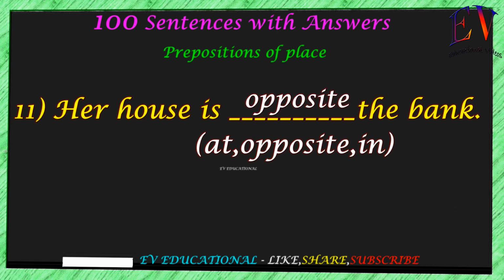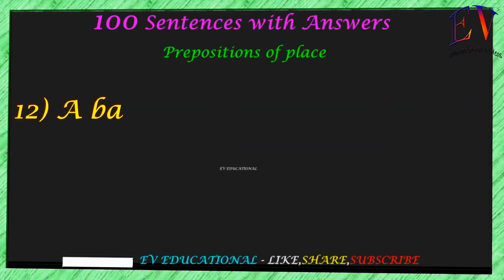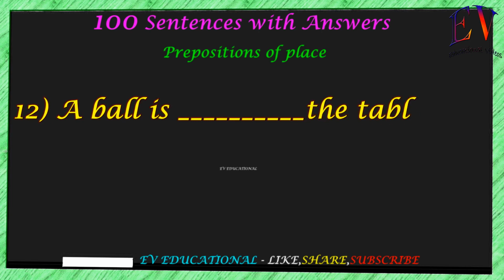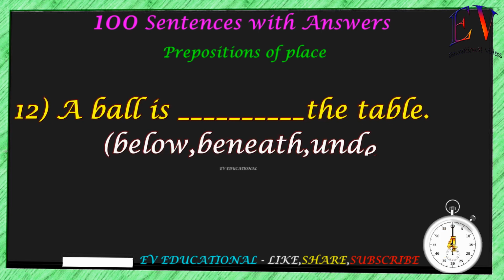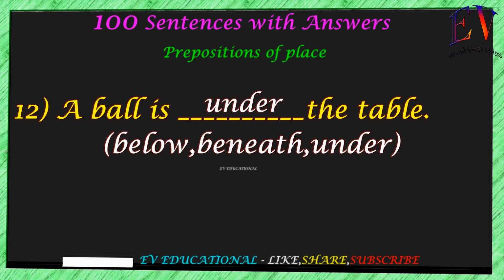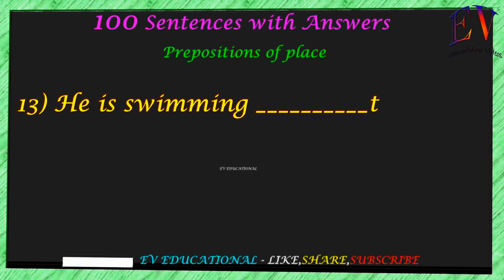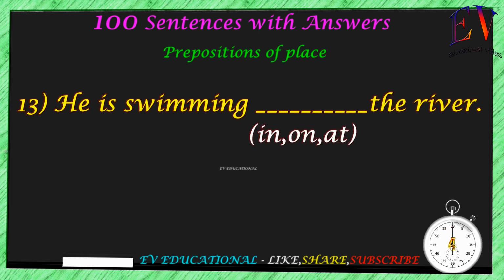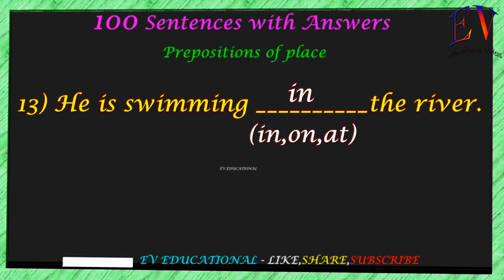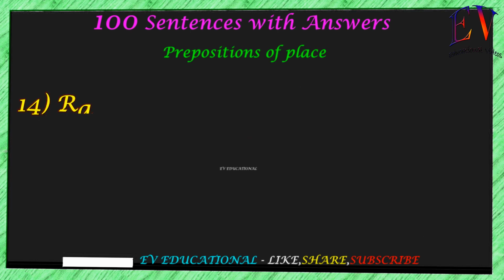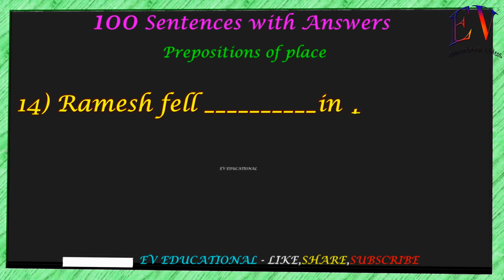Opposite. A ball is ___ the table. Under. He is swimming ___ the river. In. Ramesh fell ___ in the race.